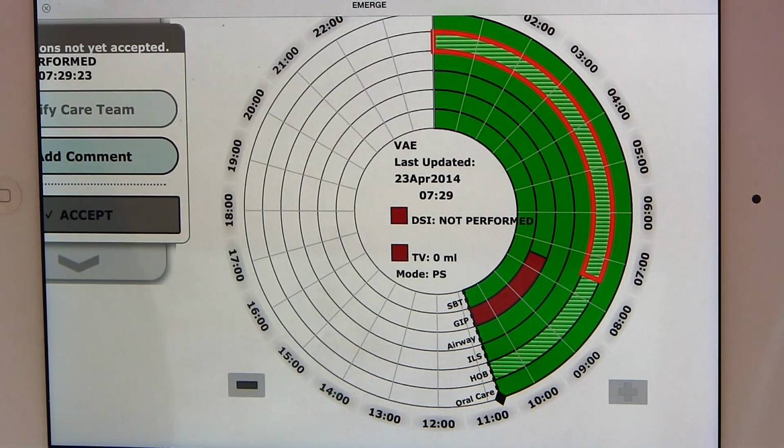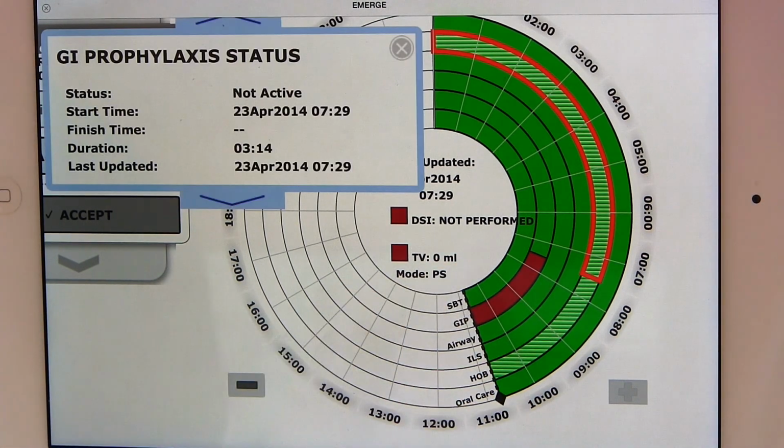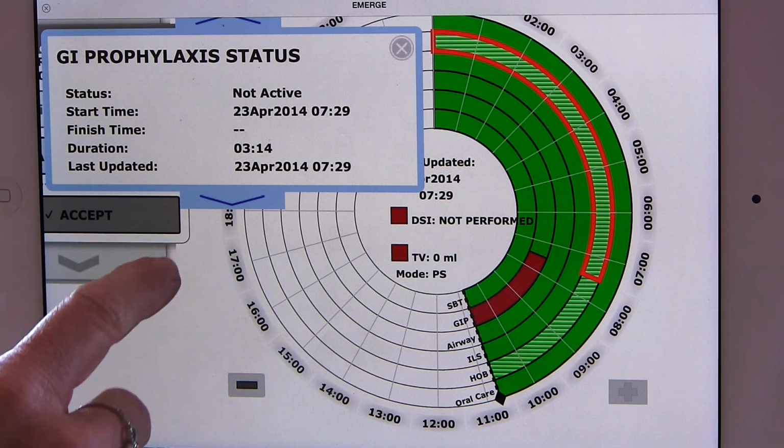The other thing that we want to take a look at for this patient that is red is their GI prophylaxis. And we can look at that and see that currently it is not in an active order. Once again, an opportunity to have a conversation to try to see if that's not appropriate for this patient at this particular time, or if an order needs to be put in for that.